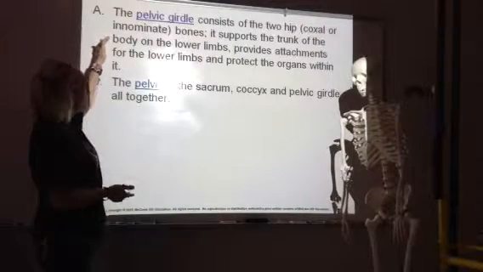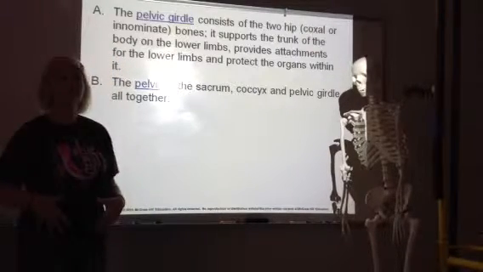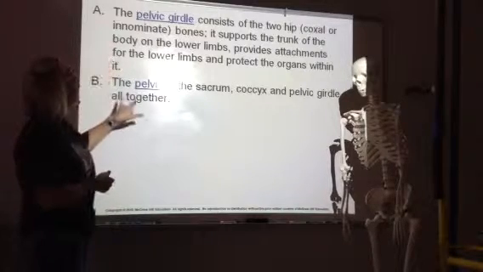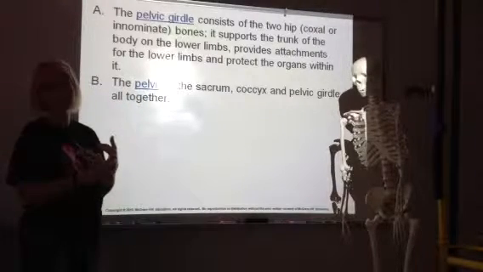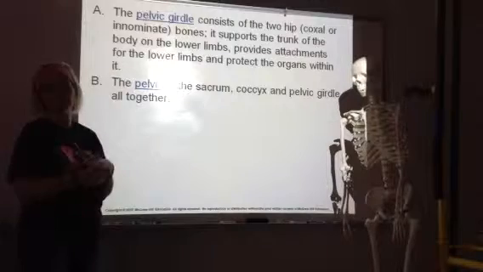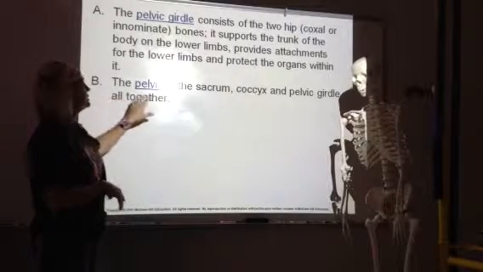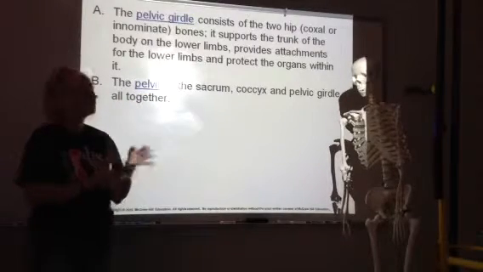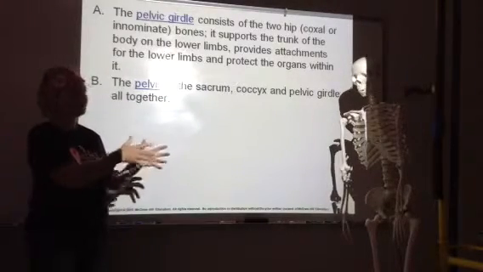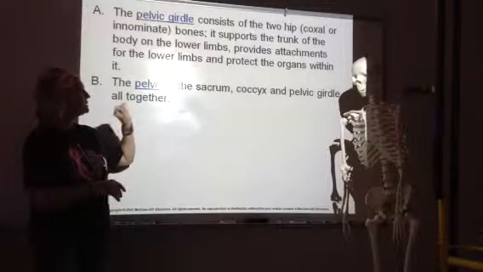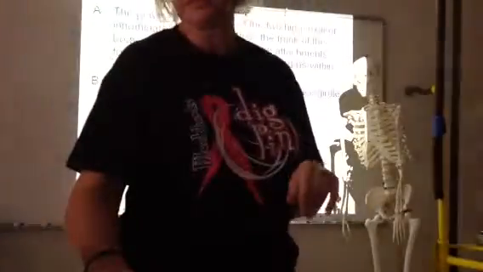So it supports the trunk, provides attachment for your lower limbs, and helps to protect part of your abdomen and reproductive organs. The pelvis includes the sacrum and coccyx, which is also attached to your vertebral column, and the pelvic girdle area altogether. So there will be the pelvis, which is those three things, and the pelvic girdle, which is your pelvic bones, broken up into different parts.